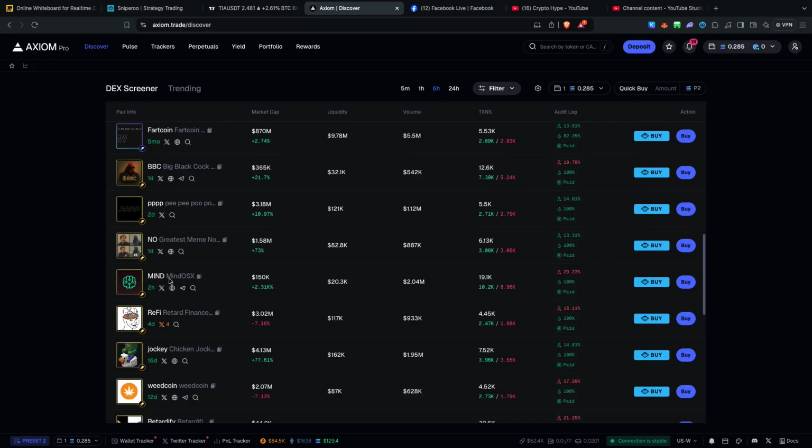We also have this one, Mind OSX. It's got about 2 million US dollars in volume, even though the market cap is only 150,000. But at least you can try to probe and see what is happening. When you're probing, you always have to do some extra research as well. Take a look at the stats. Has Dexscreener been paid? What is happening to the project? Anyway, let's click on it and see what is going on.